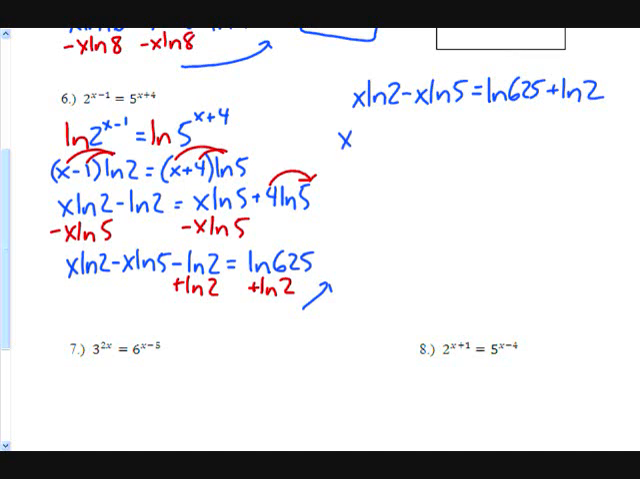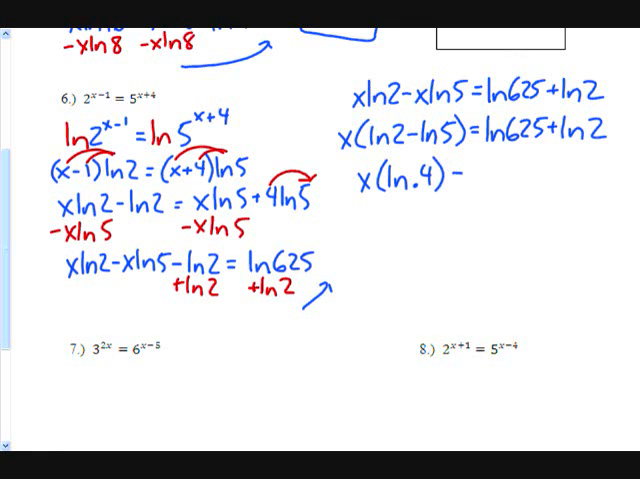To isolate the x, I have to factor it out. So that gives me the natural log of 2 minus the natural log of 5. And I'm going to do this simplification using my properties of logarithms all in one step. Inside the parentheses, subtracting two logarithms is the same thing as one logarithm of the two things being divided. So 2 divided by 5 is 0.4. Over here, addition of two logarithms is the same thing as one logarithm of the two things being multiplied. So I can rewrite this as the natural log of 1,250. And now to solve for x, I just have to divide each side by the natural log of 0.4.